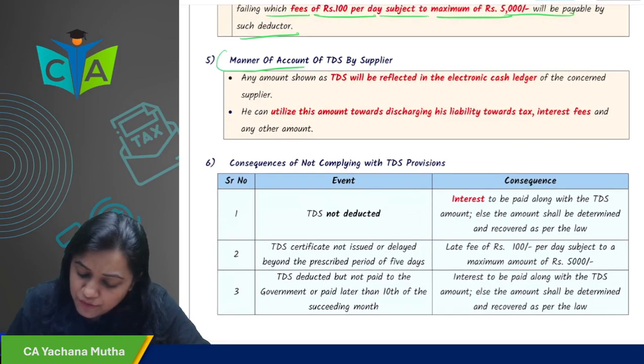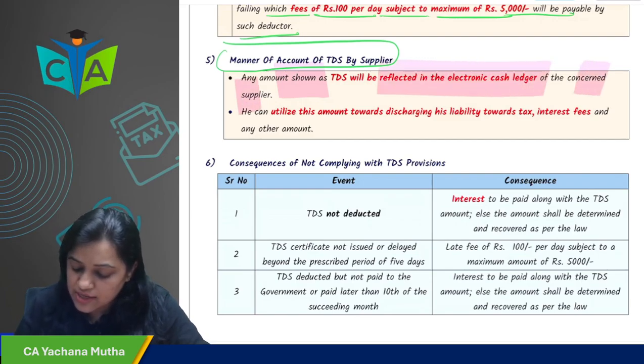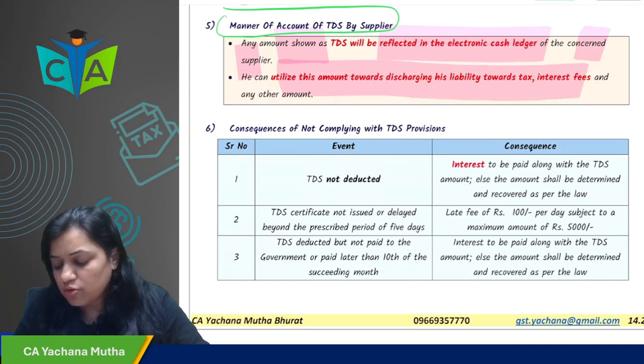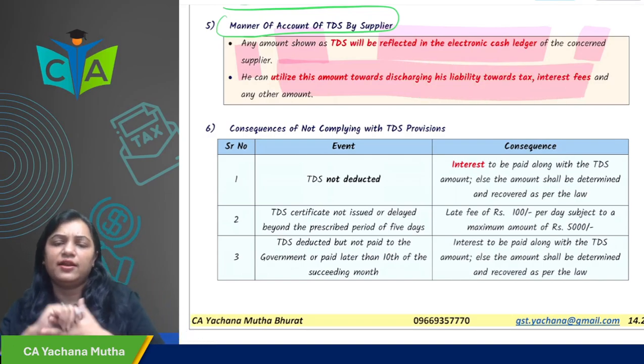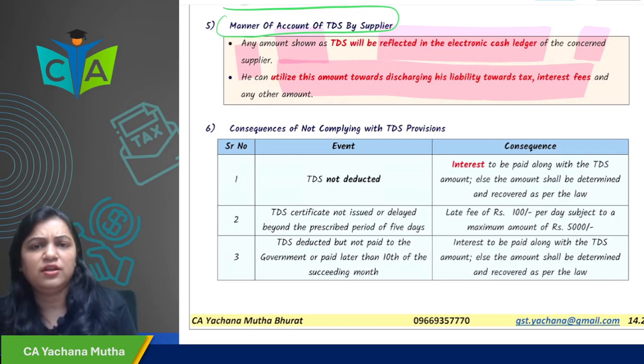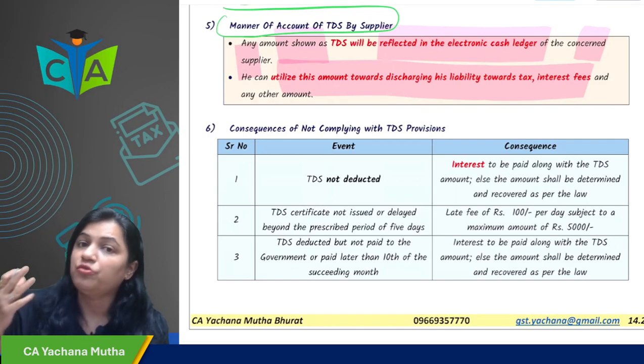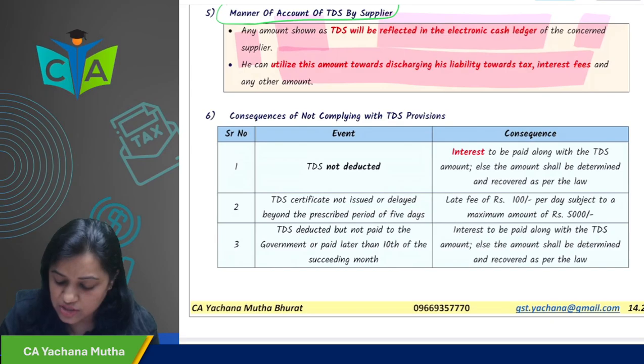Next, the manner of accounting for TDS by the supplier. Any amount shown as TDS will be reflected in the electronic cash ledger as we have discussed, and he can use the amount towards discharging any liability. See, the electronic cash ledger's amount can be used for discharge of tax, interest, penalty, late fee, any other amount. So yes, it can be used like any other amount of the electronic cash ledger.